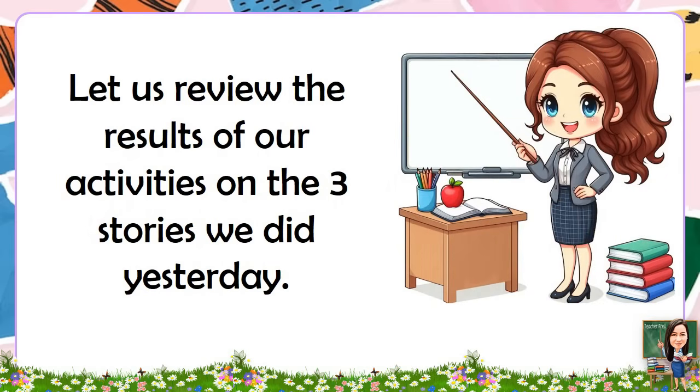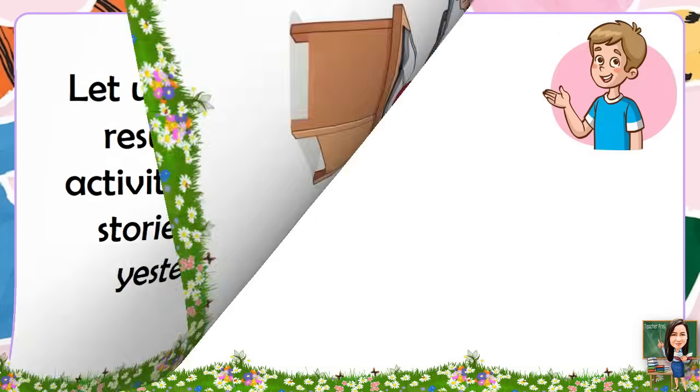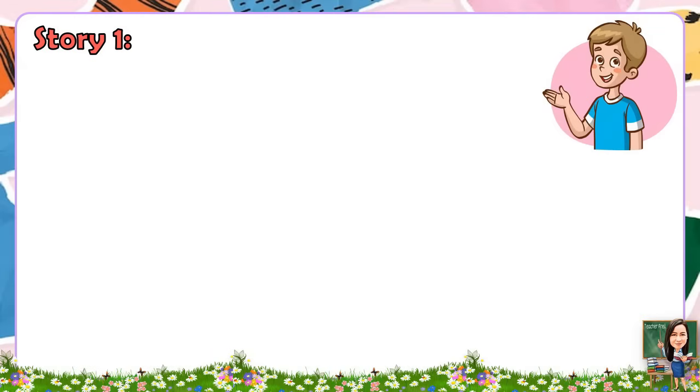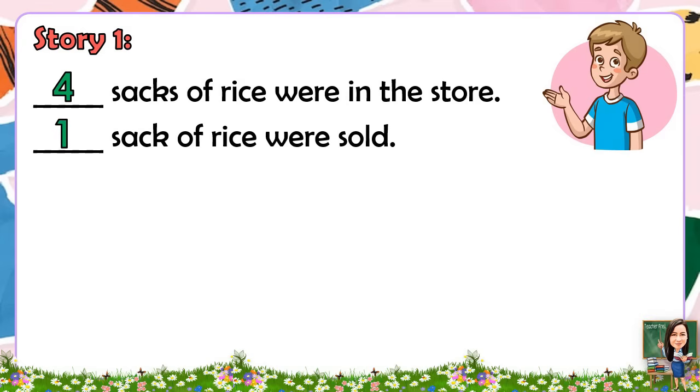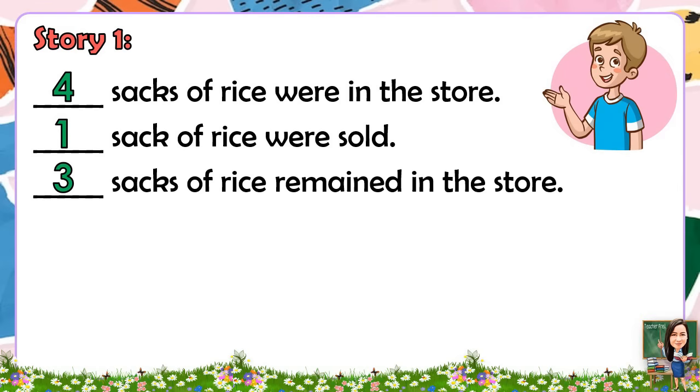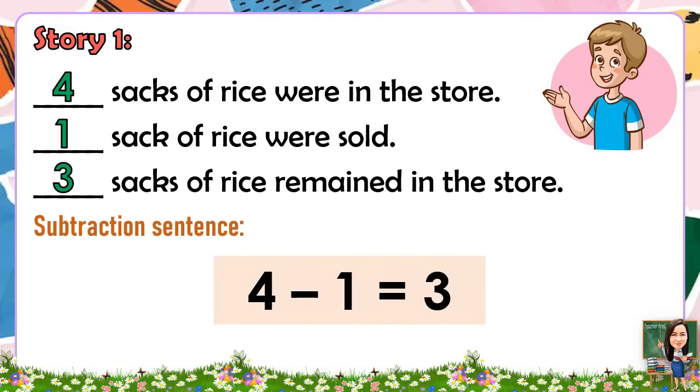Let us review the results of our activities on the 3 stories we did yesterday. Story number 1. 4 sacks of rice were in the store. 1 sack of rice was sold. Therefore, 3 sacks of rice remained in the store. Here is the subtraction sentence. 4 minus 1 equals 3.